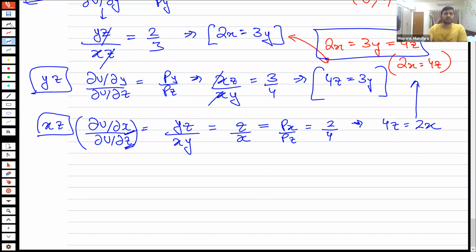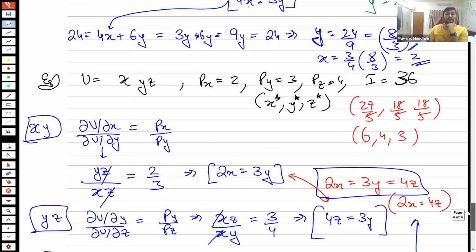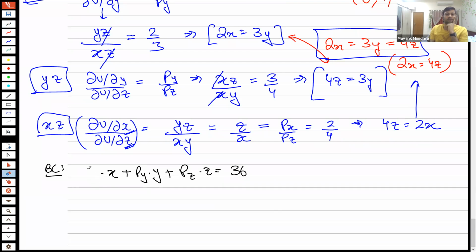Now the last thing is the budget constraint. So what is the budget constraint? The budget constraint is px times x plus py times y plus pz times z equals income, which was 36. So you can put in the px, py, pz values. They are 2, 3, and 4. So let me put them.